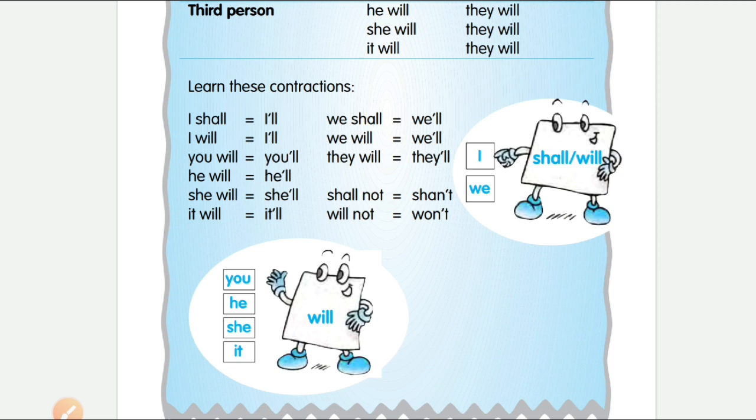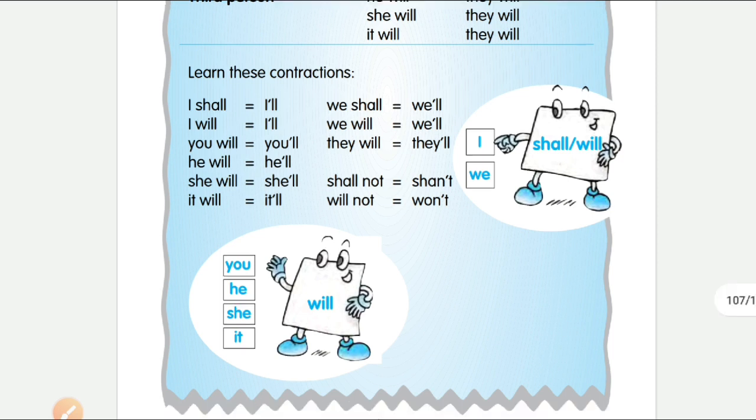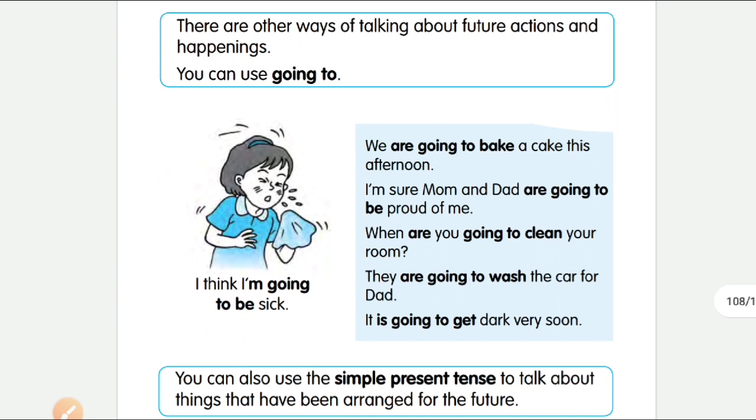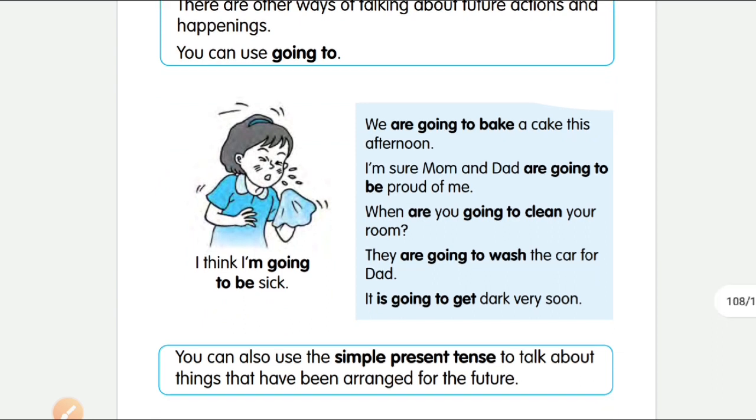You, he, she and it. But after I and we, we can use both shall and will. So let's come to the next part. One more thing you can use in place of shall and will is "going to".